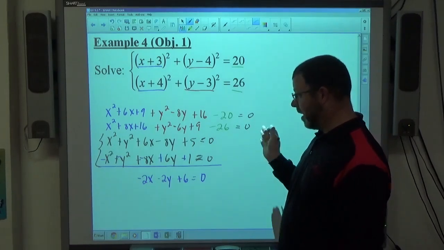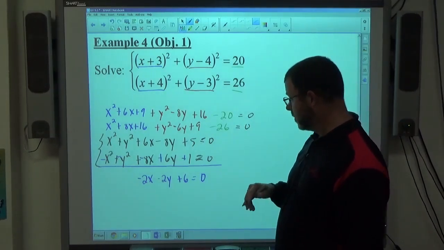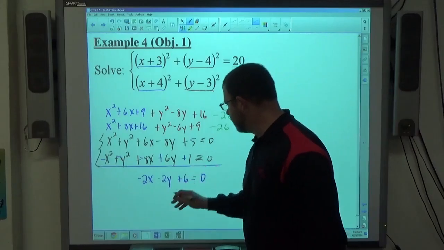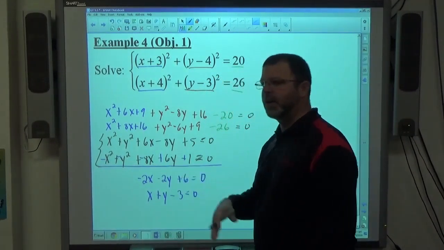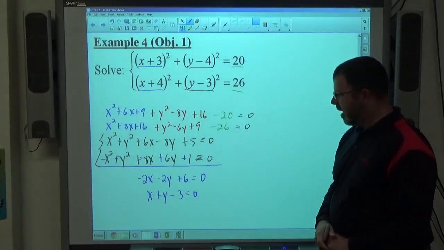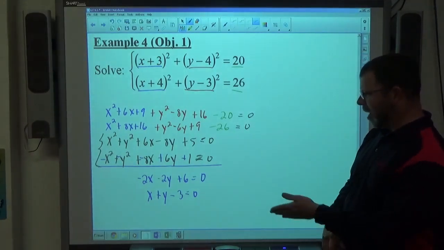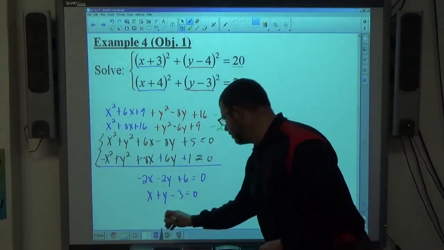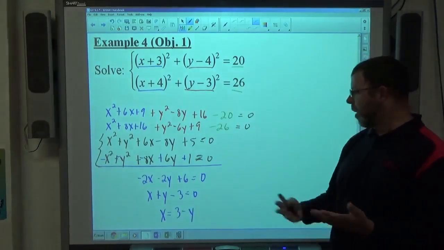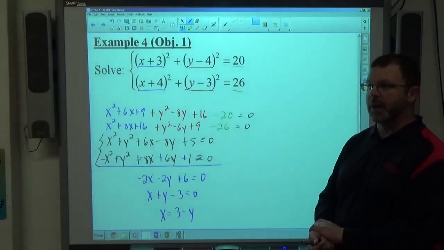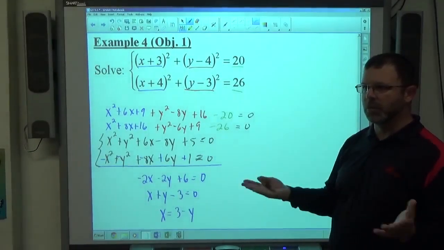And I'm going to divide everything by negative 2. So x + y − 3 = 0. Just get my variables positive. If I move the y − 3 over, x = 3 − y, or y = 3 − x. Take your pick, doesn't matter. Either one's just as easy. They're both a coefficient of 1. No division necessary.